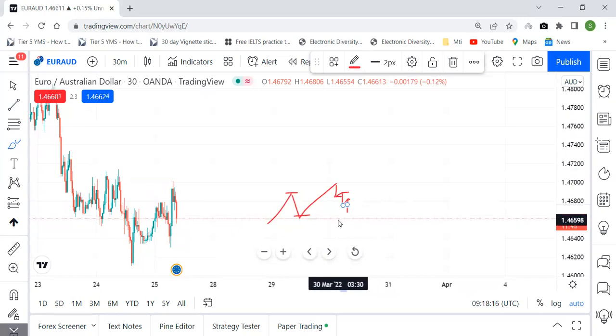So what if I tell you we are still in the uptrend? Why? Because this level has not yet got broken. Whatever we are seeing here, we know that is a consolidation. We are still in the uptrend unless this level gets broken. If this level is not broken, we are still in the uptrend.